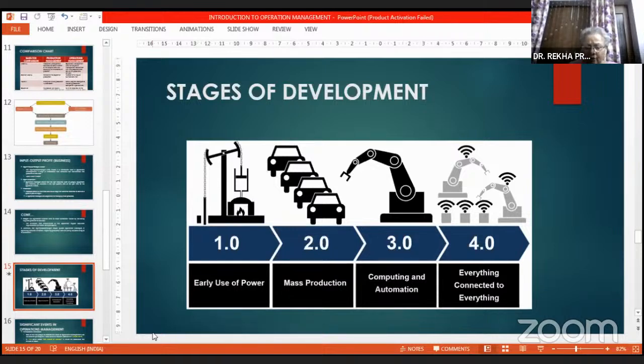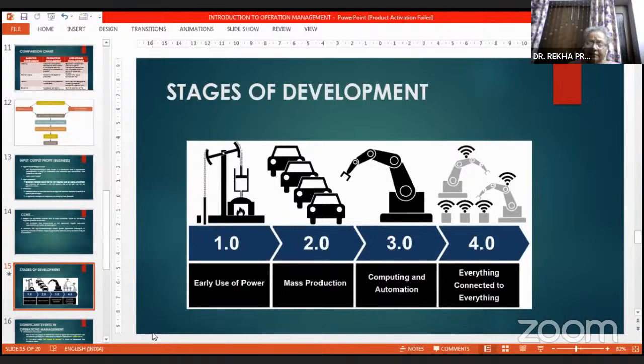Then came computing and automation, with computer operation. Our job became easier. Things which were hazardous to humans were eliminated. These things were done by machines or computers. So things became easier. Even, for example, in office work with word processing, things have become so much easier. Then data analysis.